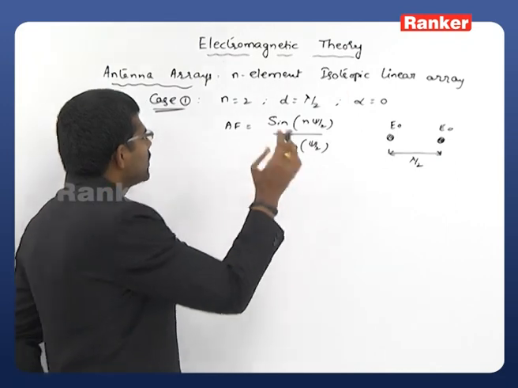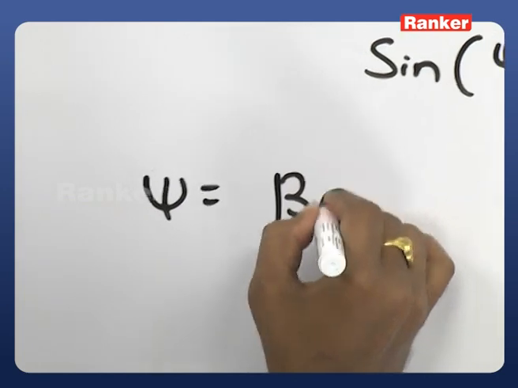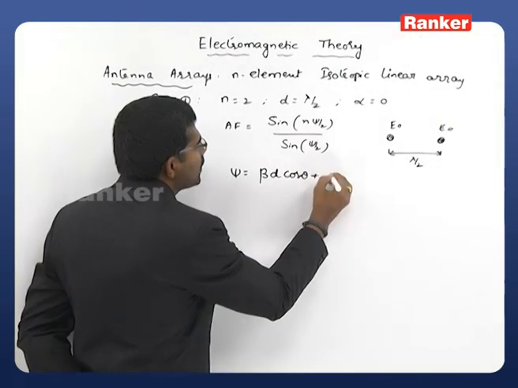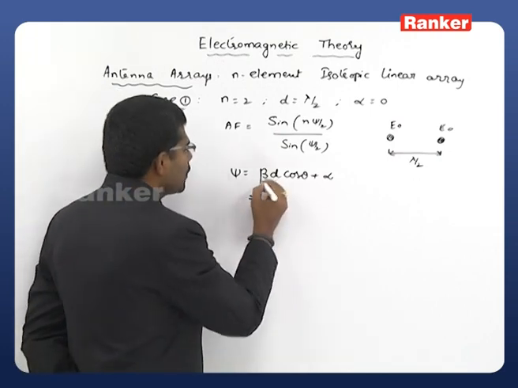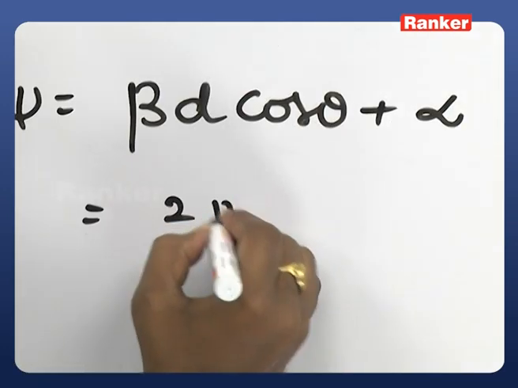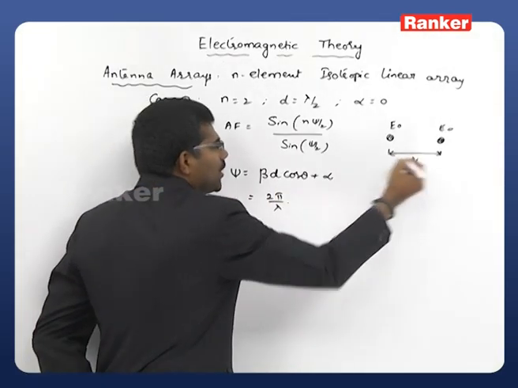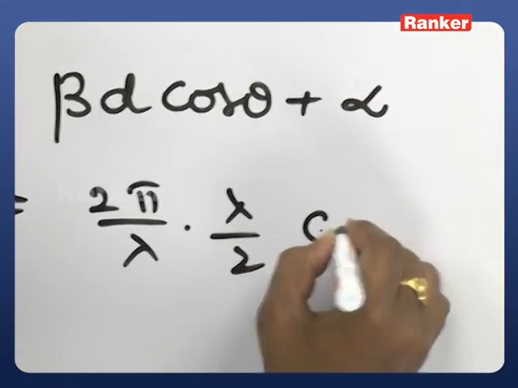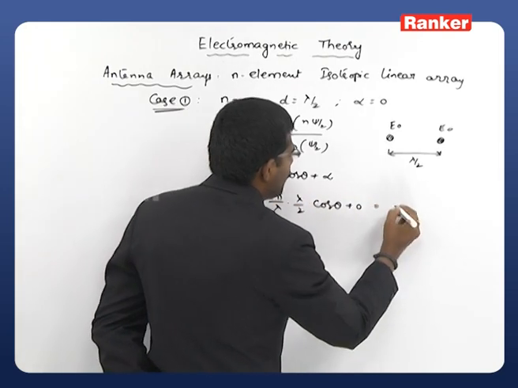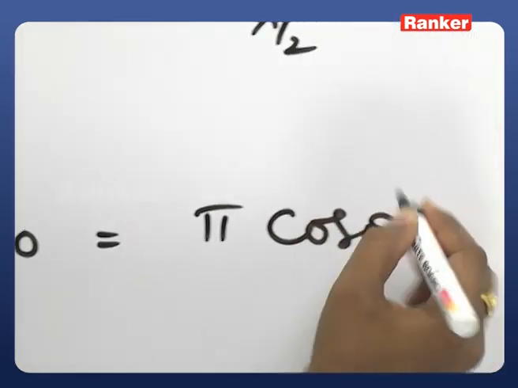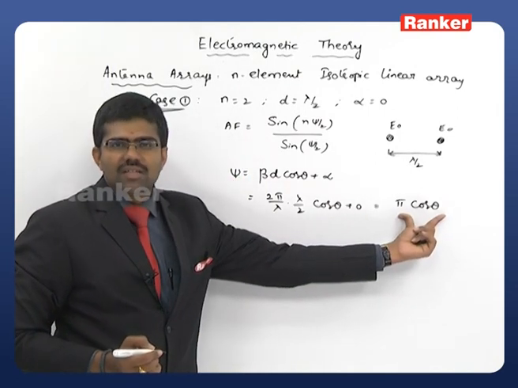Now modify your psi. So what is psi? The basic equation is psi equals beta d cos theta plus alpha, which we had at the time of derivation. Beta is 2 pi by lambda, and d is the distance between the 2 elements, which is lambda by 2. So psi equals 2 pi by lambda times lambda by 2 cos theta plus 0. The 2 will be cancelled, lambda will be cancelled. Simply it is pi cos theta.